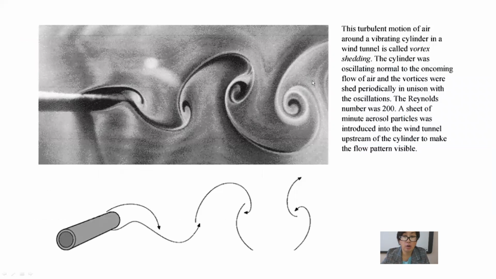And here is the turbulent motion of air shown around a vibrating cylinder in a wind tunnel, called vortex shedding. The cylinder was oscillating normal to the oncoming flow of air, and the vortices were shed periodically in unison with the oscillation. Here, the Reynolds number was 200.